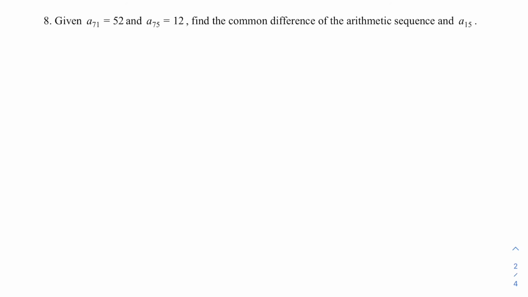Then we can finally find our 15th term using that explicit formula. To do this, we're going to find the common difference first. We've done a couple of these in class, and we've always thought it through like this: here are some terms, here's my 71st term, which is 52. Then I have my 72nd, 73rd, 74th, and my 75th term is going to be 12.